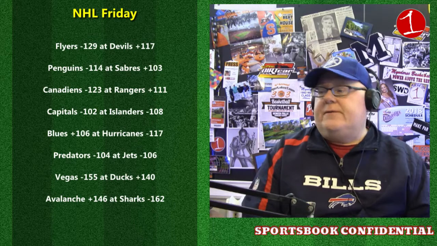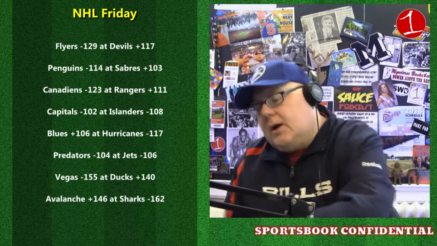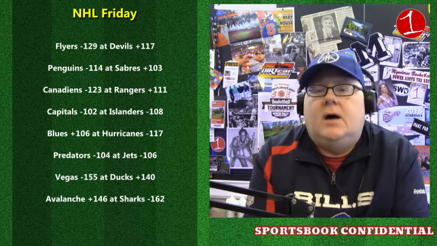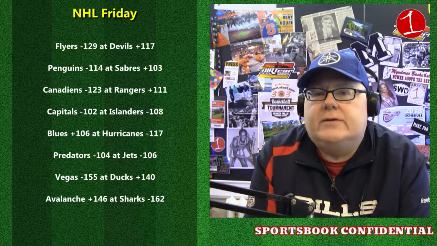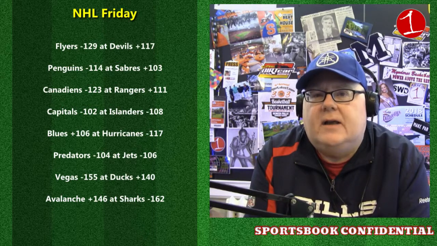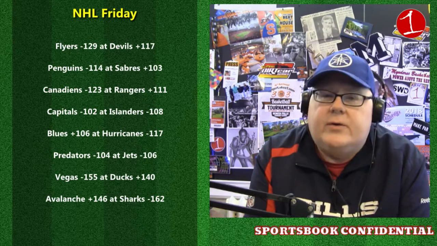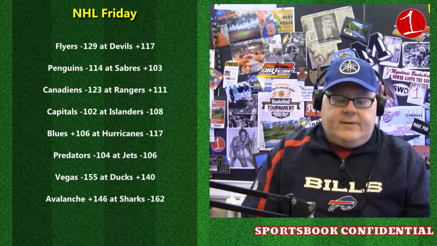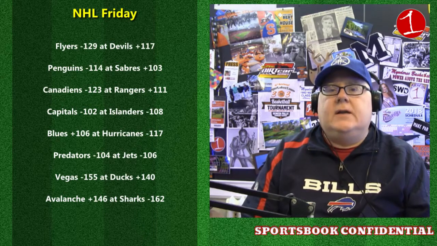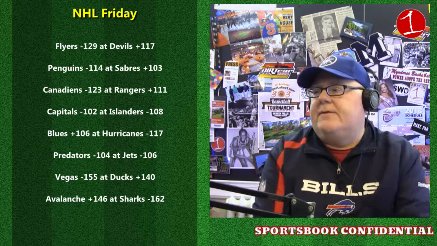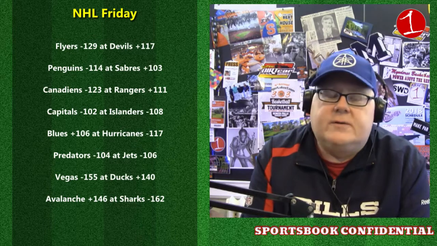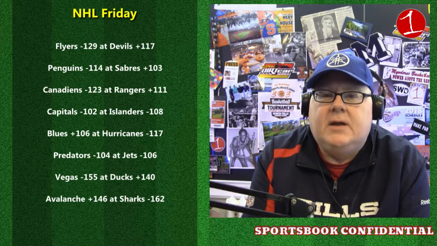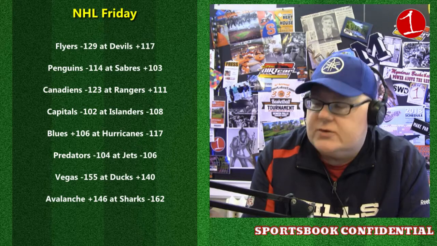Vegas minus 155 at Ducks plus 140. You have the Ducks that are mailing it in the rest of the way, which is sad for players like Getzlaf and Perry and Kesler, because they know they're not going to make the playoffs, and they're getting up there. Vegas will have Fleury in goal tonight, so that makes them pretty much a big favorite there. Ryan Miller's played really well for the Ducks. He's been in a backup role, and they have not given him as many starts as I thought they would down the stretch.